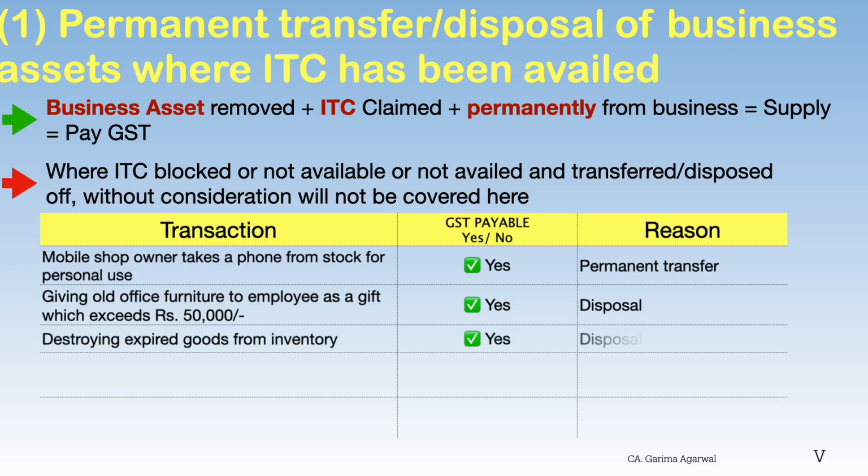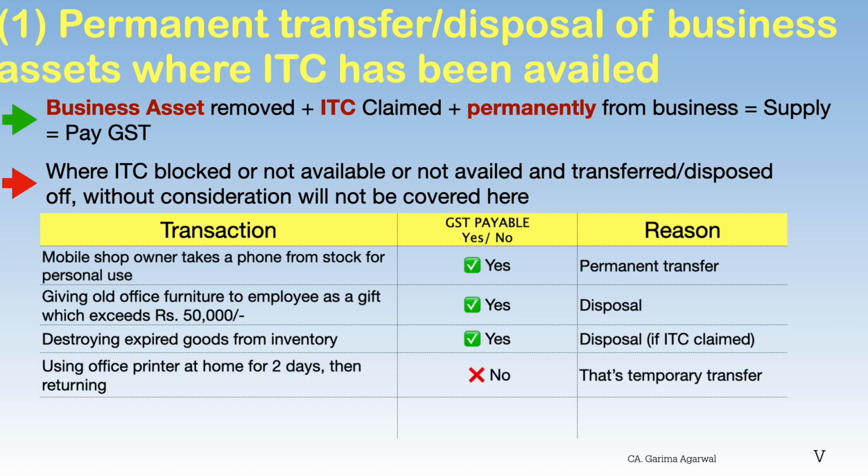Now, third example, destroying expired goods from inventory. Will GST apply? Again, yes. Why? Because it was a business asset, inventory. Then second, you have claimed input tax credit on it while you had taken it in the books. And third, you permanently destroyed it. So there was a permanent transfer or disposal. So it meets all those three conditions.